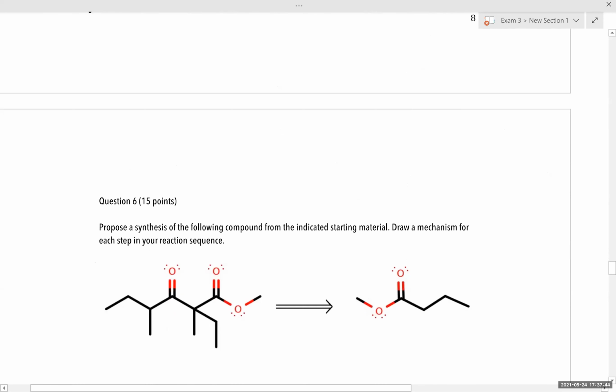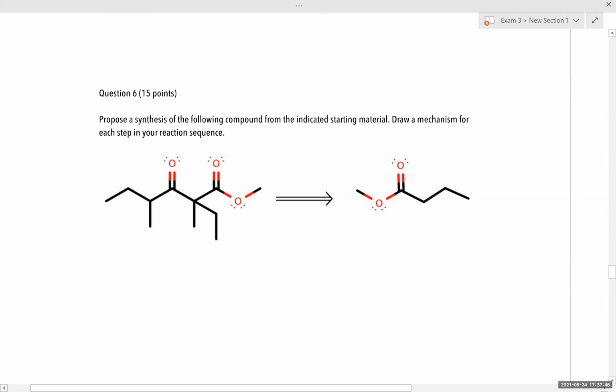Okay, let's keep going. In this case, we're asked to propose a synthesis of the following compound from the indicated starting material. And again, I saw a few somewhat odd proposals. Let's talk through some main features of this substrate, and some things that we need to consider. First, we have this highly congested center. And this is problematic because it limits what kind of bases and conditions we can use.